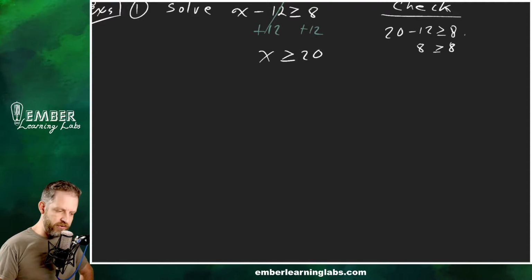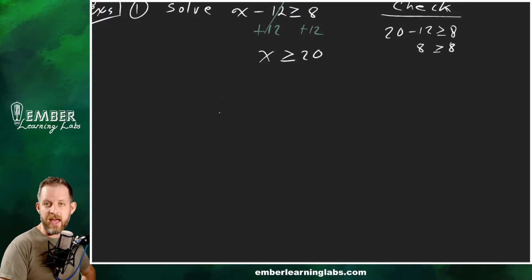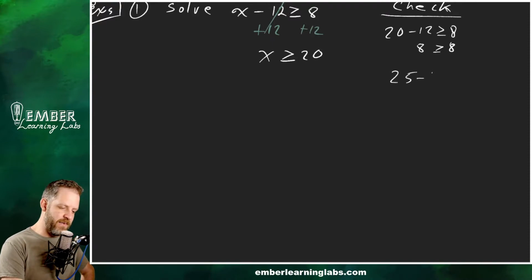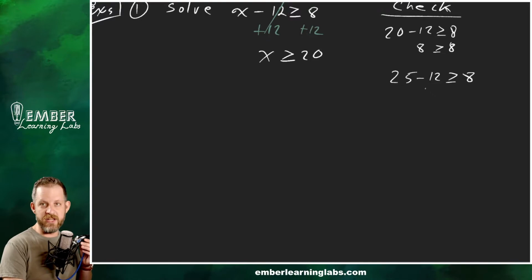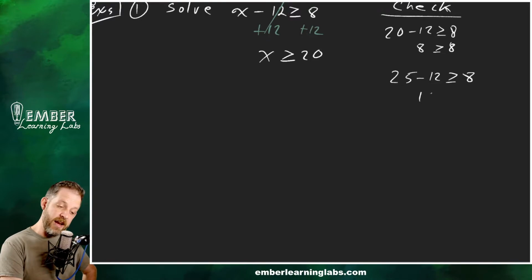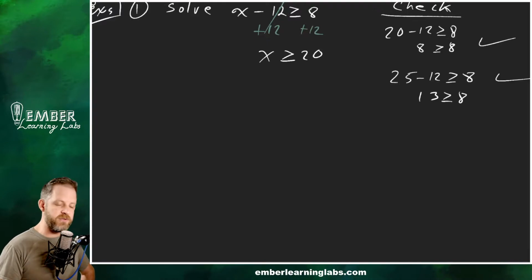Now, you could also check by plugging in something else that is greater than 20. So if we put in, say, 25, we do 25 minus 12 is greater than or equal to 8. 25 minus 12, excuse me, is 8 plus 5, which is 13, right? So it's 13. Now, is 13 greater than or equal to 8? Yes, it is. And so this checks 6 ways from Sunday.